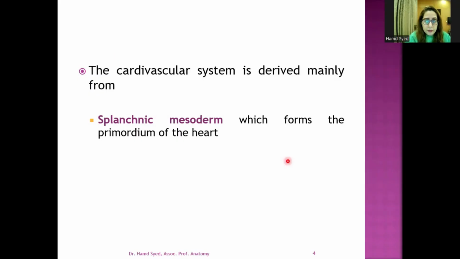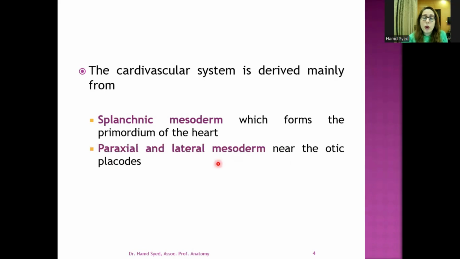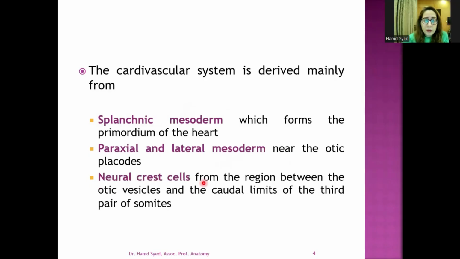And there are a few basic tissue components, the embryonic tissues that contribute to formation of this heart tube, and that is splanchnic mesoderm, number one. It forms the primordium of your heart. And then you've got the paraxial and lateral mesoderm, which are present near the otic placodes. Then, of course, neural crest cells. They are going to migrate from the region between the otic vesicles and caudal limits of the third pair of somites. So these are the embryonic tissues, and also pharyngeal mesoderm. It also makes a contribution to formation of our cardiovascular system.